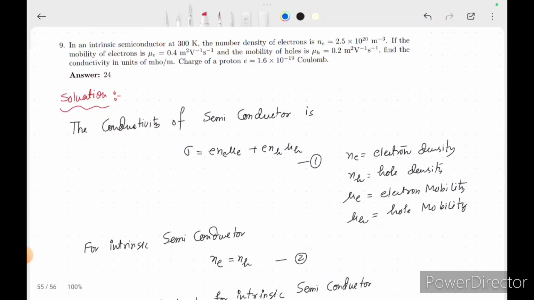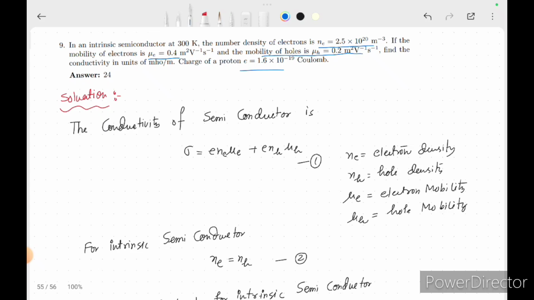Now question number 9. In an intrinsic semiconductor at 300 Kelvin, the number density of electrons is given, and the mobility of electrons and the mobility of holes are also given. Find the conductivity in units of mho per meter. The charge of an electron is given.